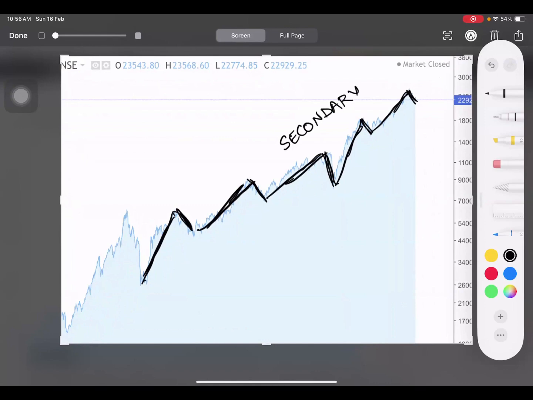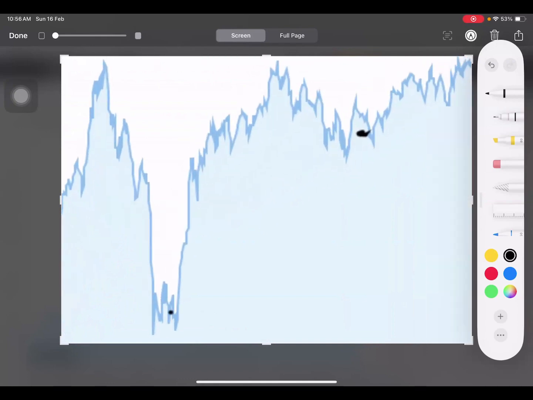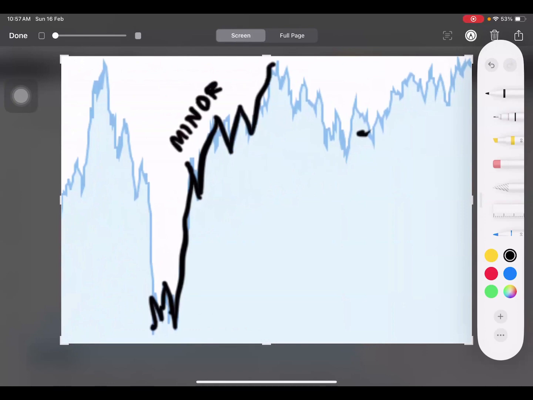Secondary movements are part of the large movement. They define the large primary bull market. And within the secondary moves, all these things that you see are minor movements. So you can see this is a secondary down. This one second, sorry, yeah. Secondary down, and secondary down has small movements. These are the minor movements.